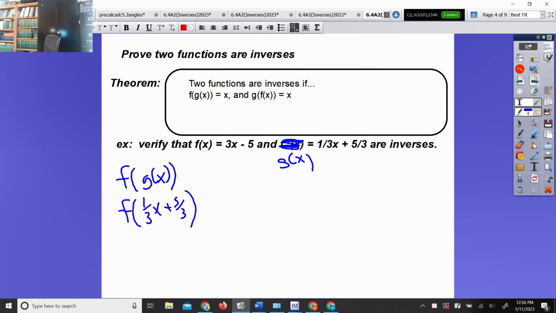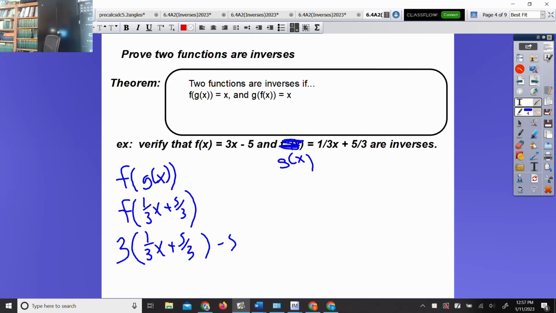A 1/3 x plus 5/3. So this will become a 3. The x is encountered, and what does she become? 1/3 x plus 5. You guys just really don't like function notation, do you? Get used to it. You do a bunch of it.